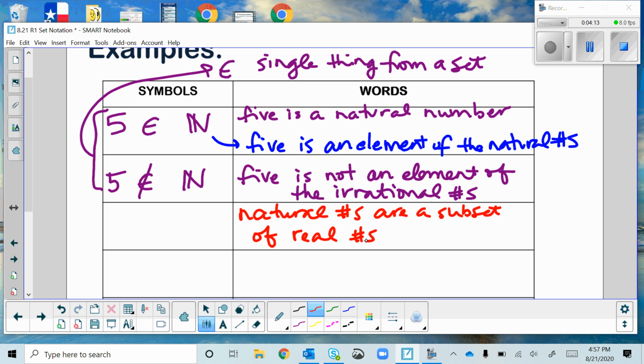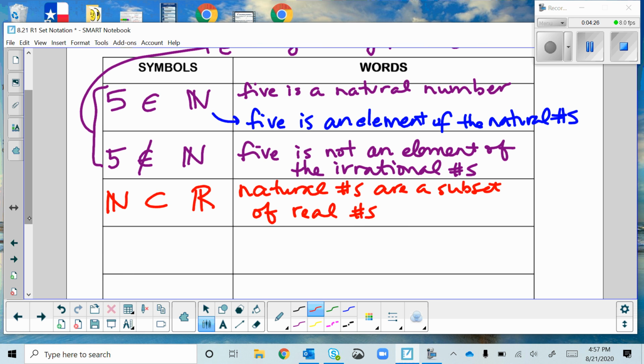And these are the symbols I would use for that. The natural numbers, the real numbers, and this symbol means is a subset of. And just like for above, where I could say is an element of, and I could say is not an element of, I can do the same thing with this one. I could say something is not a subset of something else.